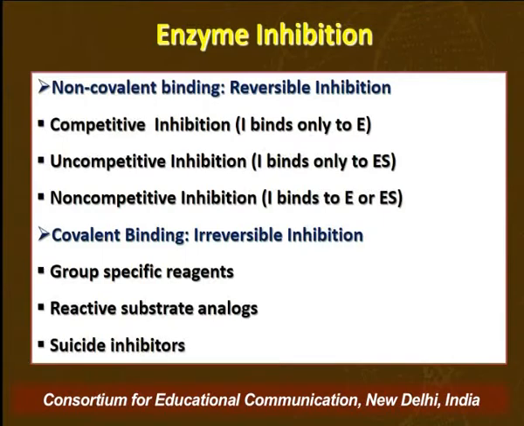Reversible inhibition, as the name suggests, means the inhibitor comes and binds to the enzyme, but it can be reversed because the bonding between the inhibitor and the enzyme is a non-covalent bonding. So whenever that particular bond breaks down, the enzyme is free for another reaction and the inhibitor is made free.